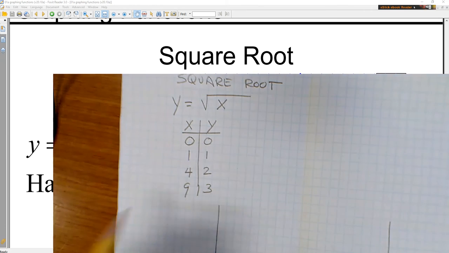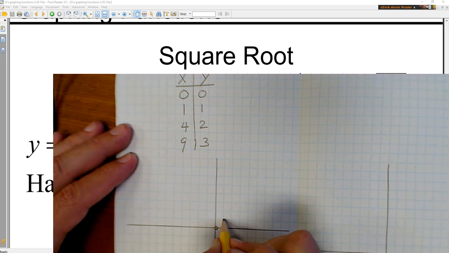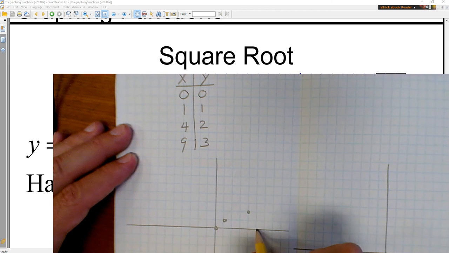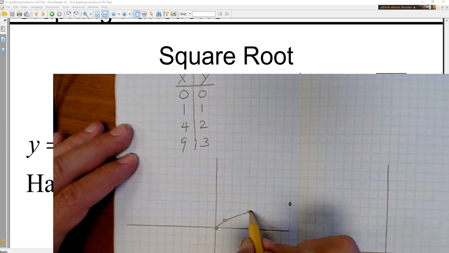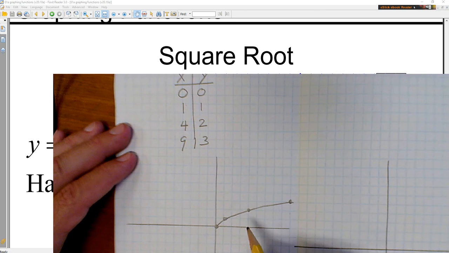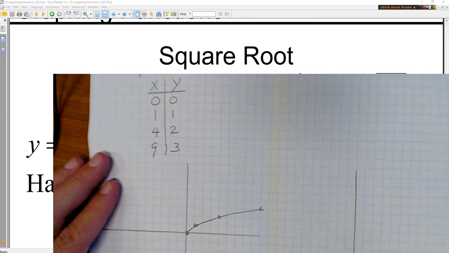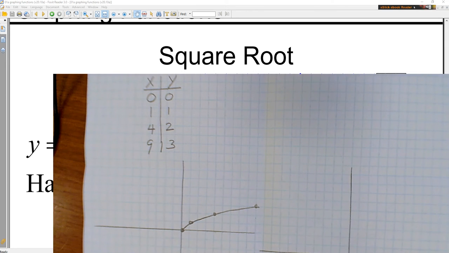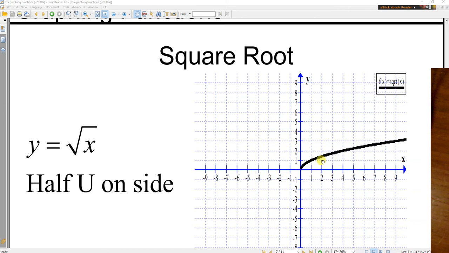Notice that I'm not throwing in any negatives. That's because I can't take the square root of a negative. You learned that when we did domain and range of functions a while ago. So I'm not even going negative, but that would give me 0, 0, 1, 1, 4, 2, and 9, 3. Notice that it's kind of a curvy half U on its side. It's like a U, half of a U, but on its side. Actually, look at this. There it is. Half U on its side. There's 1, 1. There's 4, 2. There's 9, 3.